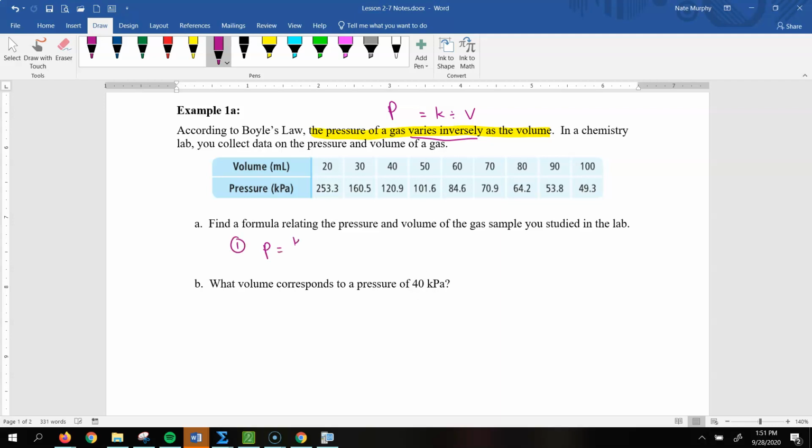So it's going to be p equals k divided by v. And I want you to write it as a fraction. Don't use this divide symbol when you actually write the equation out. So we'll do p equals k divided by v.